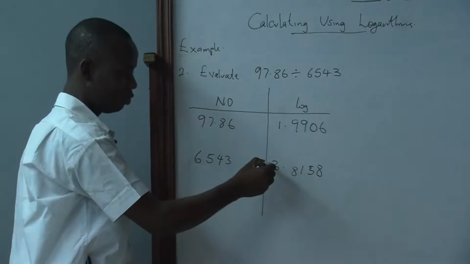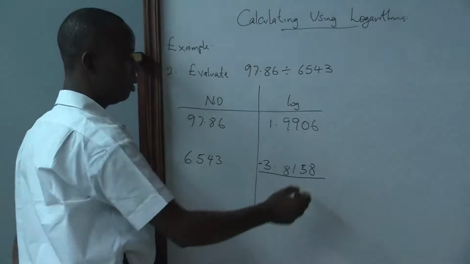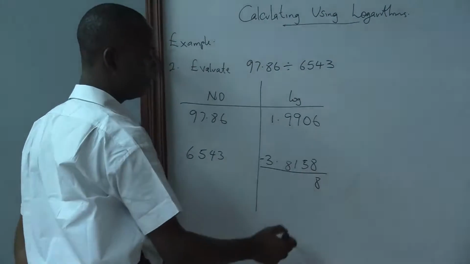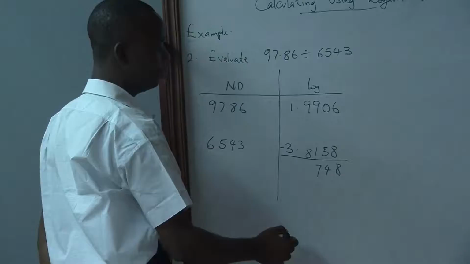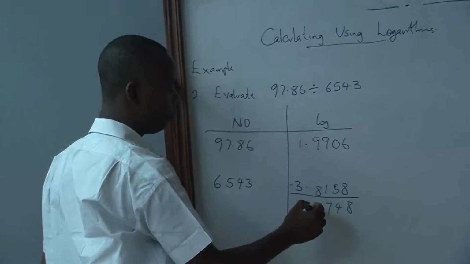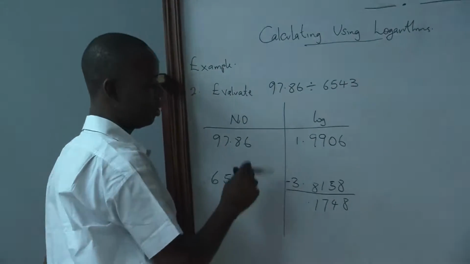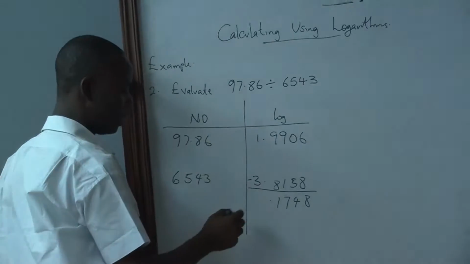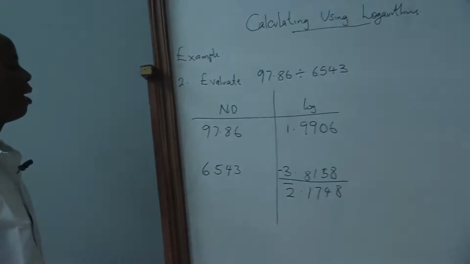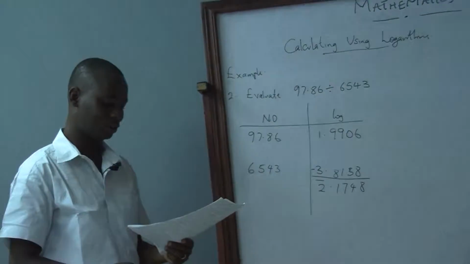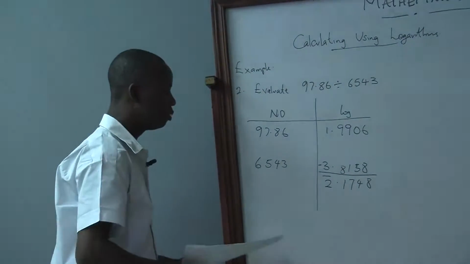Now here, since it is division that we're dealing with, what are we going to do to the log? We'll be subtracting. So we have minus. You subtract this from this. 16 minus 8 will be 8. We have 9, this will be 4. This 8, this will be 7. We have 1 point. Now here we're going to have 1 minus 3. That will be minus 2. But you remember, we used to write it as what? Bar 2. So we have bar 2.1746.